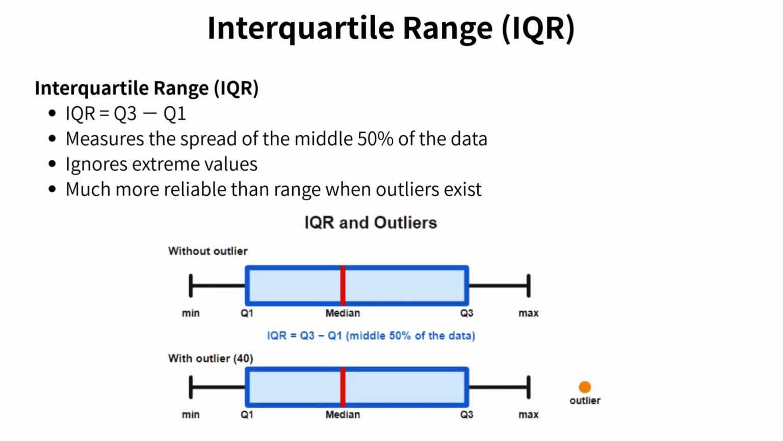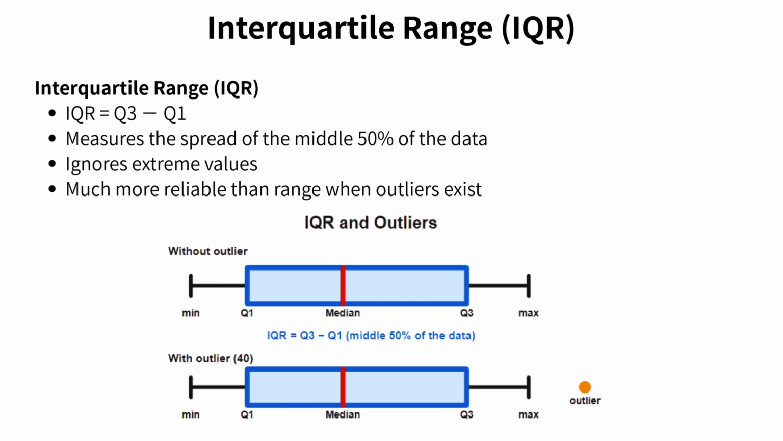Interquartile range, or IQR, is a more reliable measure of spread than range. Instead of focusing on the minimum and maximum values, IQR looks at the middle 50% of the data. It is calculated by subtracting the first quartile, Q1, from the third quartile, Q3. This box represents where the majority of the data actually lives.